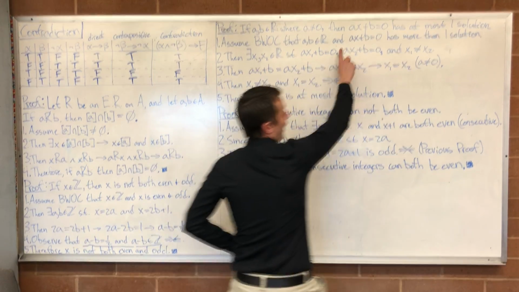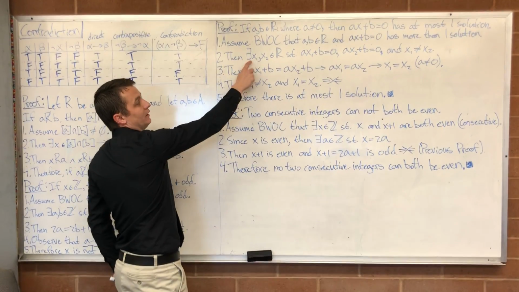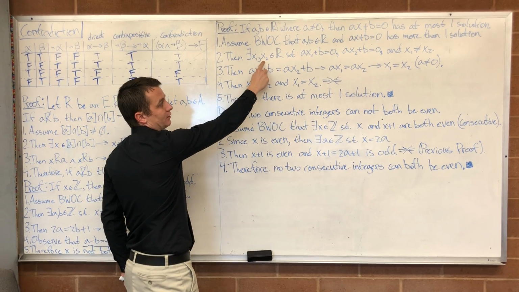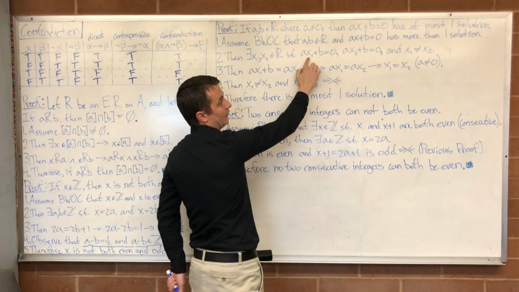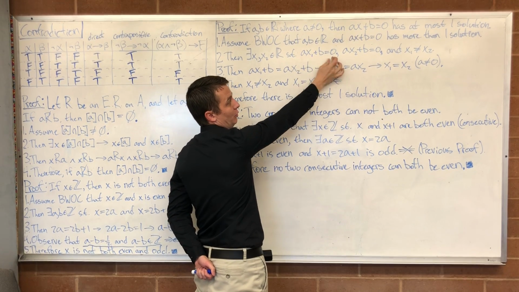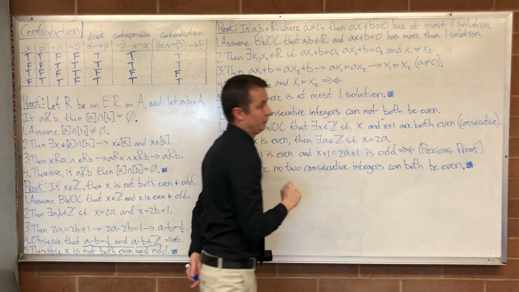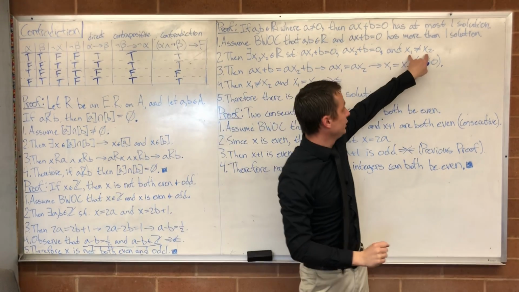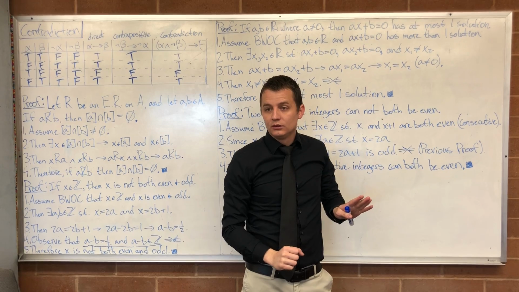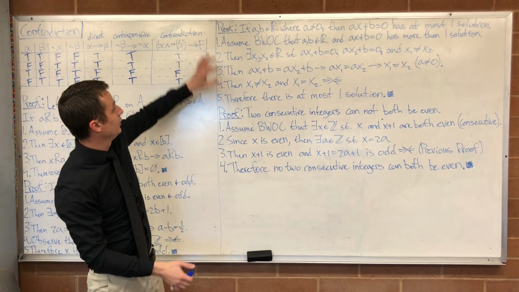So, since we're assuming it has more than one solution, then there must exist 2 numbers, call them x sub 1 and x sub 2 in R, such that x1 is a solution. What does it mean for x1 to be a solution? It just means it makes the whole thing equal to 0. And x2 is a solution. It makes the whole thing equal to 0. And x1 and x2 are different numbers. So I'm assuming x1 and x2 are 2 solutions. Everyone follow the logic for number 2?